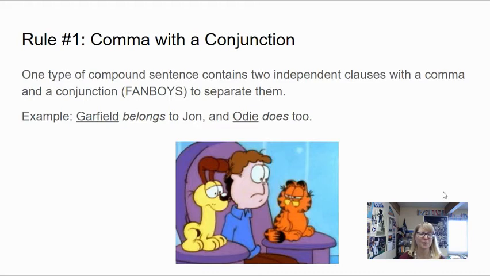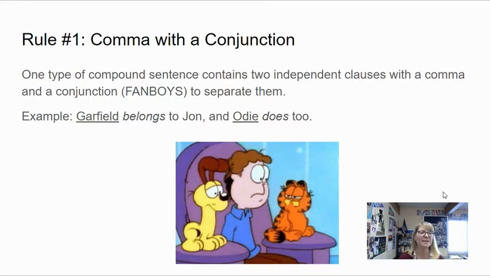Now, the first rule for punctuating compound sentences is to use a comma with a conjunction. And just so you know, conjunctions are, maybe you don't remember what they are, but there's a trick to remembering them, and that is to use the word FANBOYS as a memory trick. And FANBOYS stands for for, and, nor, but, or, yet, so.